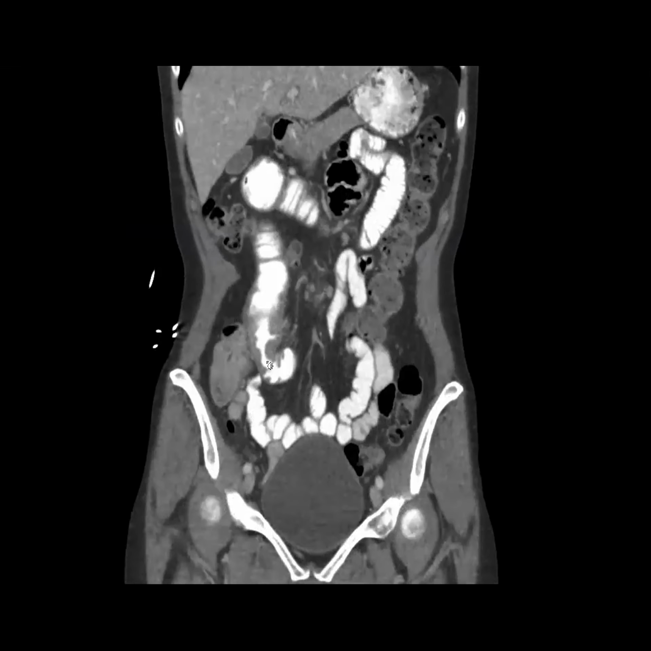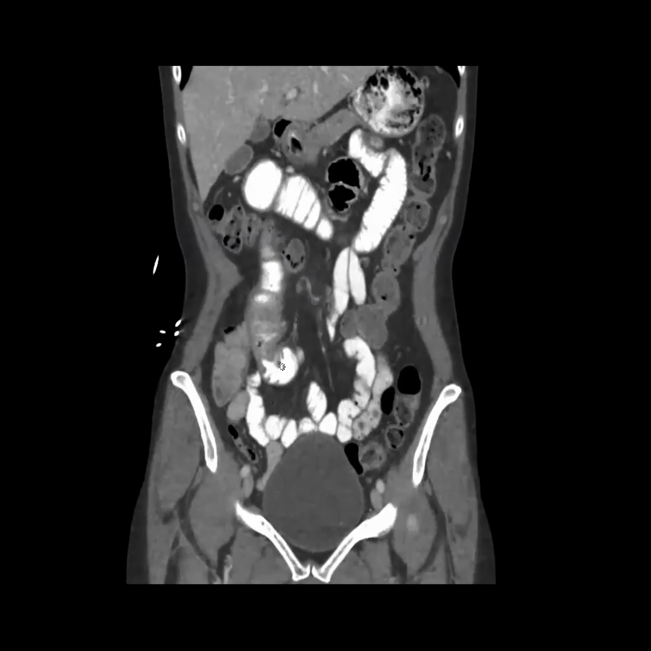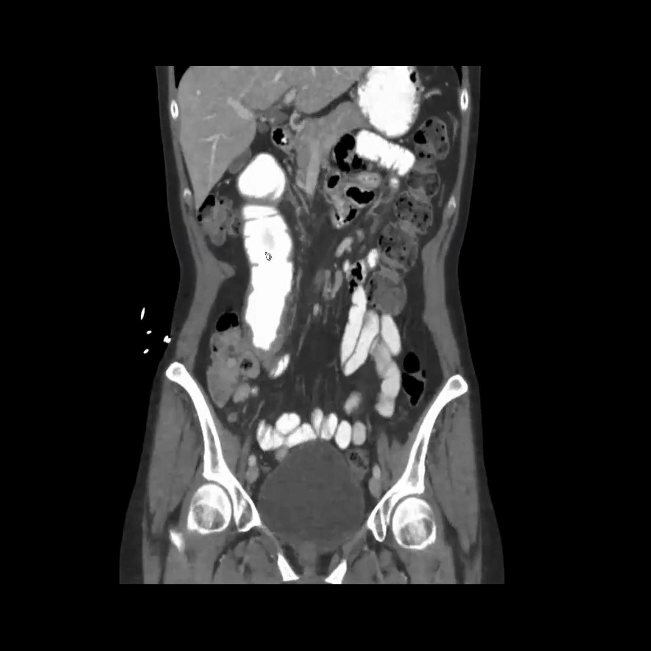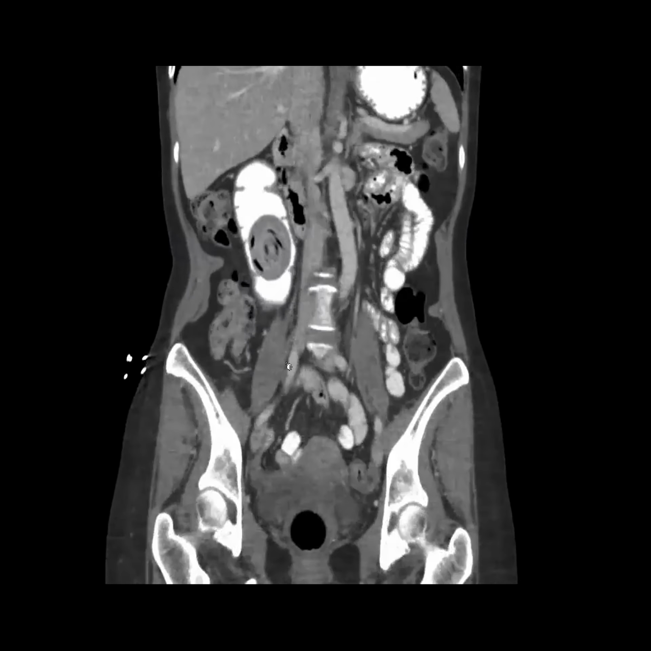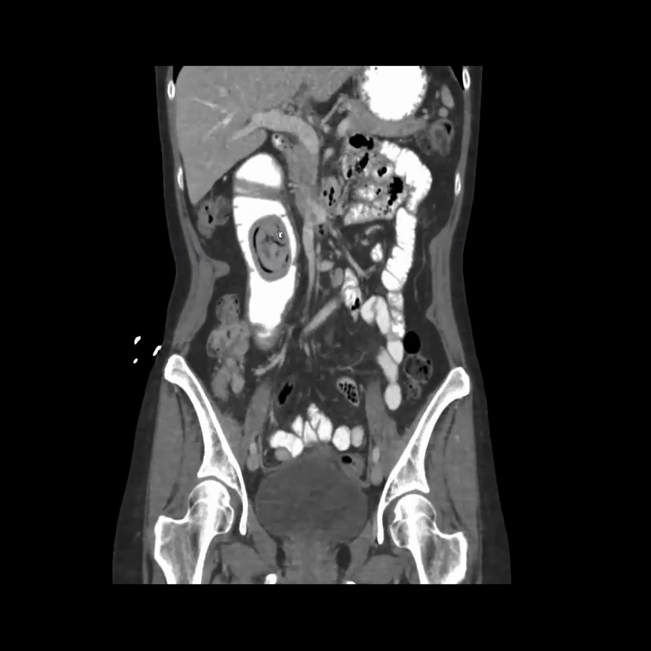It looks circumferential, like an apple core. Even though those are rare in the small bowel, you can get them. And then we thought exactly that there's a partial obstruction. And then this thing up here we called a bezoar. And this did turn out to be a bezoar.